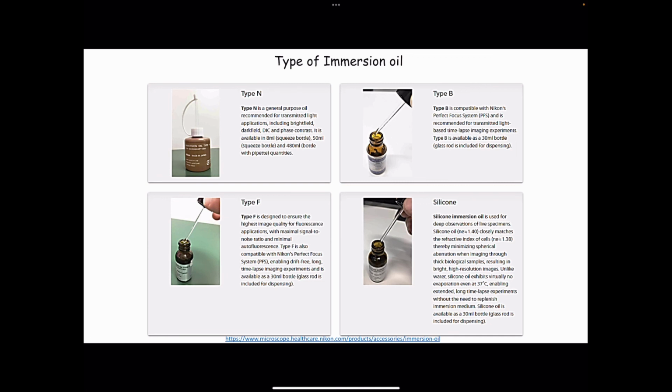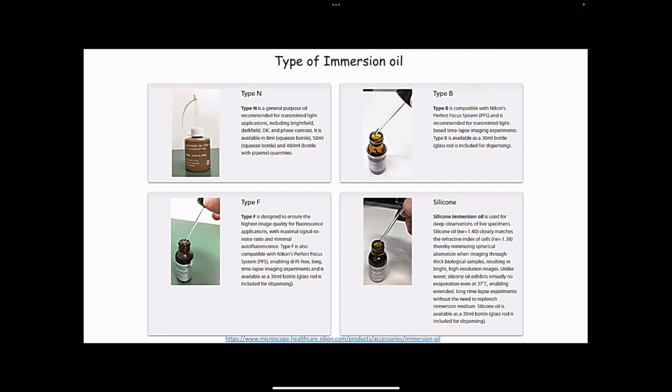Now, it is actually compatible with PFS. It enables drift-free long time-lapse imaging and all those things that you would want to do when you apply it for long hours of imaging in case of live cell imaging, or in case of your super resolution microscopy. Now, that brings me to the last type of oil, which is silicon immersion oil, which is basically used for deep observation of live specimen.